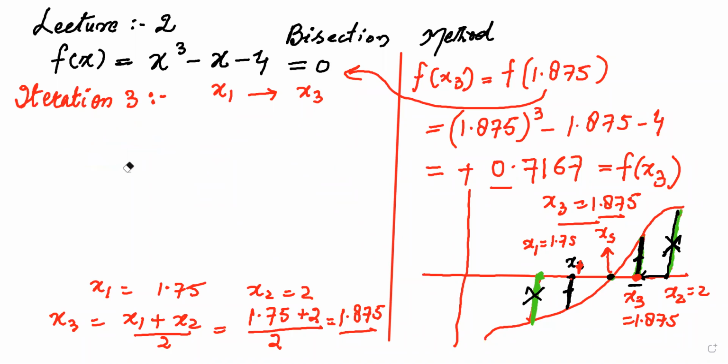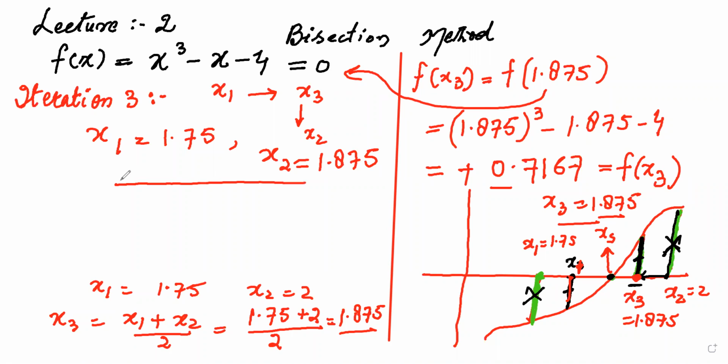So in my new search domain, I will have x1. I have not changed this. This is negative. X1 will be 1.75. And x2 will be equal to this value of x3, that is 1.875. Okay, so iteration 3 will be at this value of x1 and x2, because I started with 1.5 and 2. Now the 1.5 value was replaced by 1.75, and the value x equal to 2 is replaced by 1.875. So look, x1 is coming close to xs, and x2 is also coming close to xs. Fine. Now let me again do the iterations.